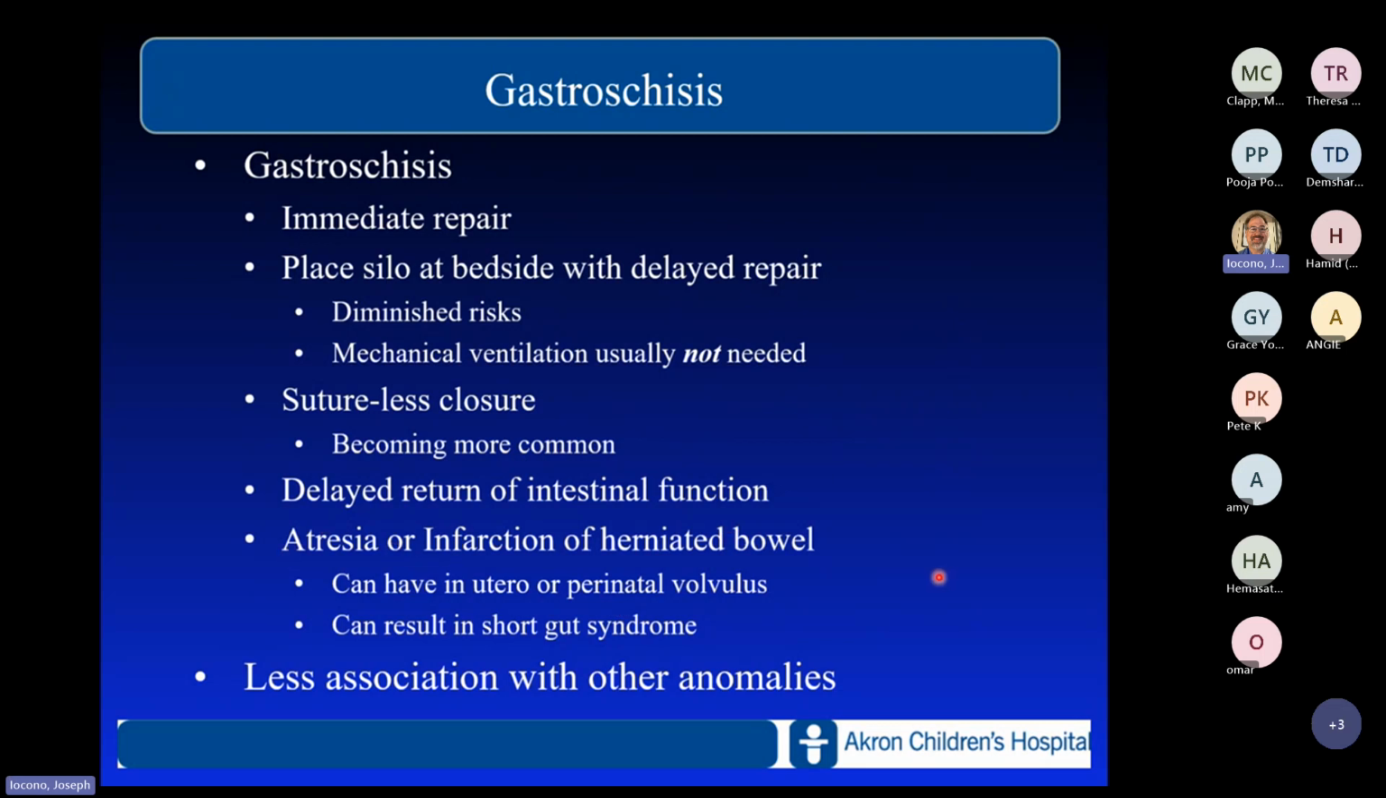They can have atresia due to bathing in the amniotic fluid, which is acidic, or because the intestine is out, their blood supply can get attenuated and compromised due to just being farther away from the aorta, so it can get an atresia. Very little association with other anomalies other than those things associated with the intestinal atresias.